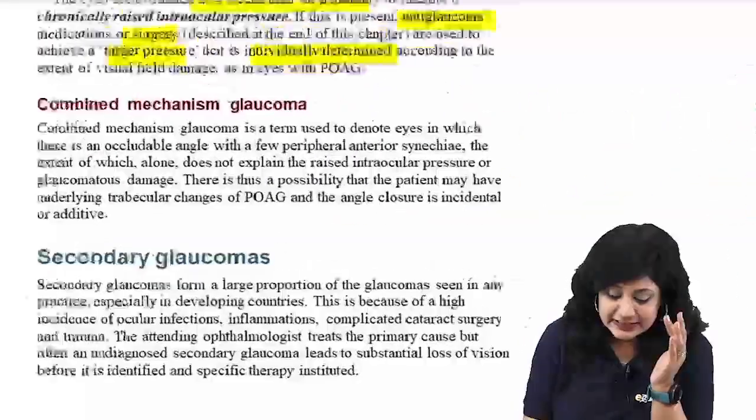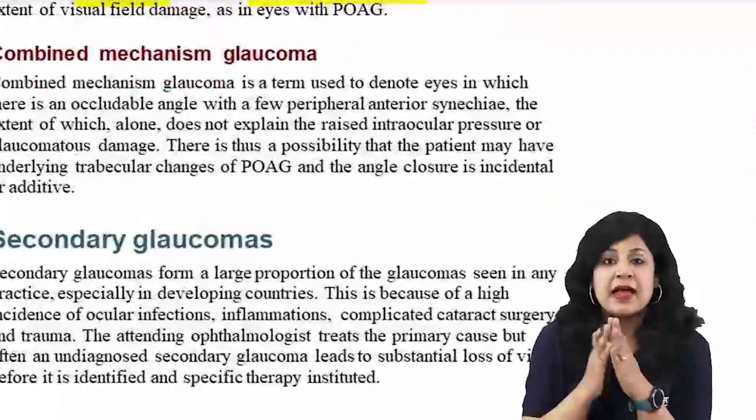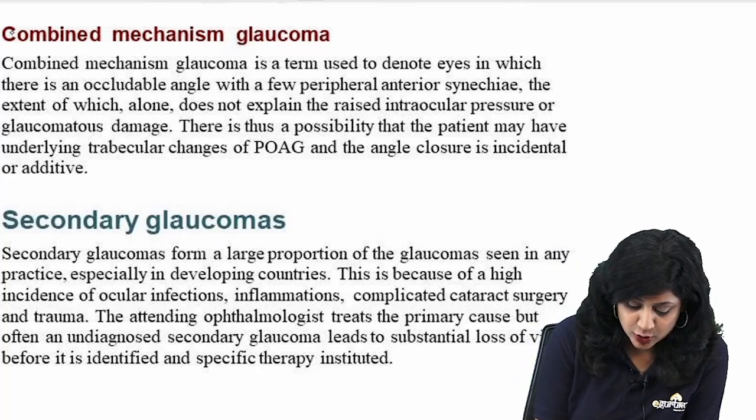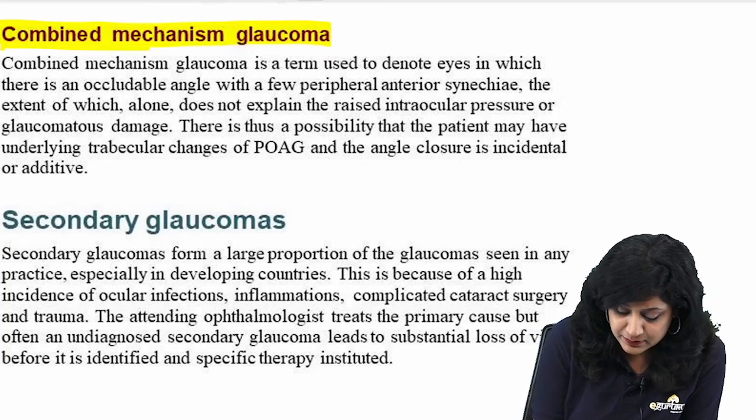Now we have already discussed primary open angle glaucoma, and we have discussed angle closure glaucoma. Today we are starting with combined mechanism glaucoma. Now what do you mean by combined mechanism glaucoma?